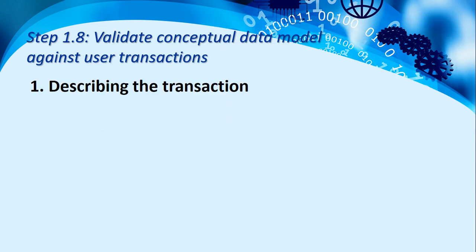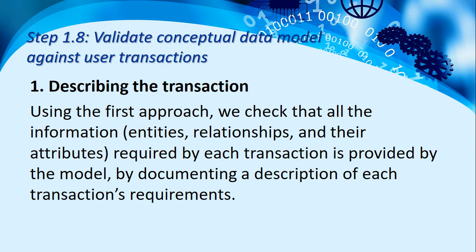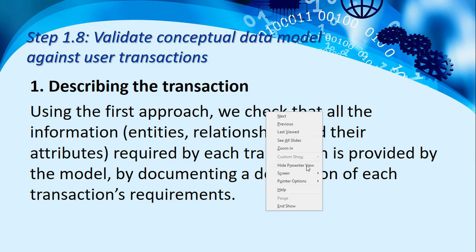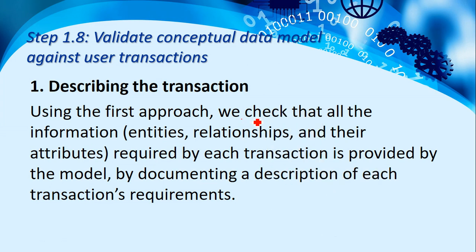Now, the first approach is describing the transaction. Using the first approach, we check that all the information required is provided by the model, or supported. Take note, this is the keyword right here: we check. When we say information, we mean entities, relationships, and their attributes. And we do this by documenting a description of each transaction requirement.